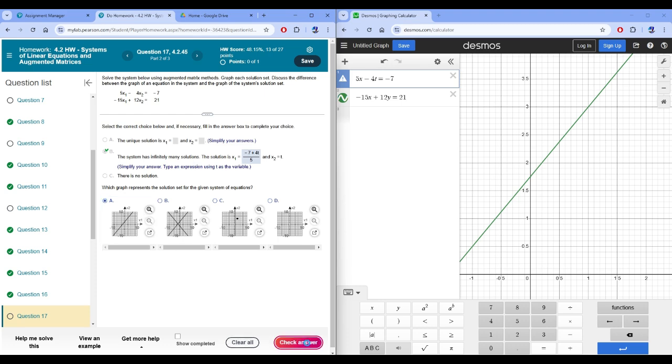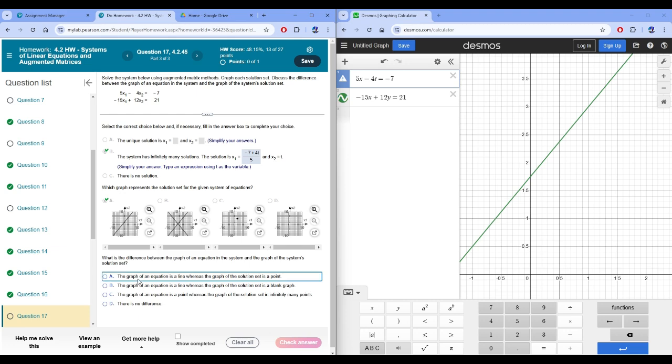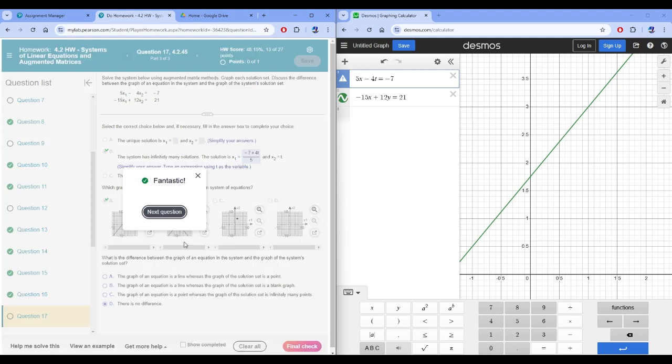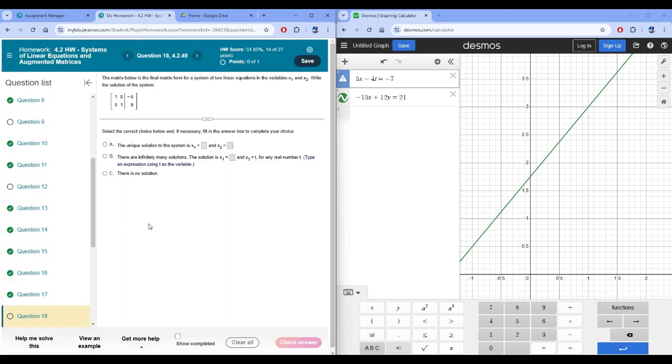The graph is a line because the solution is all the points. Continue. The graph is infinitely many points. The graph of the equation is a line, where the solution set is infinite, so there is no difference between them. Oh my goodness. Okay, so here, let's go through it.